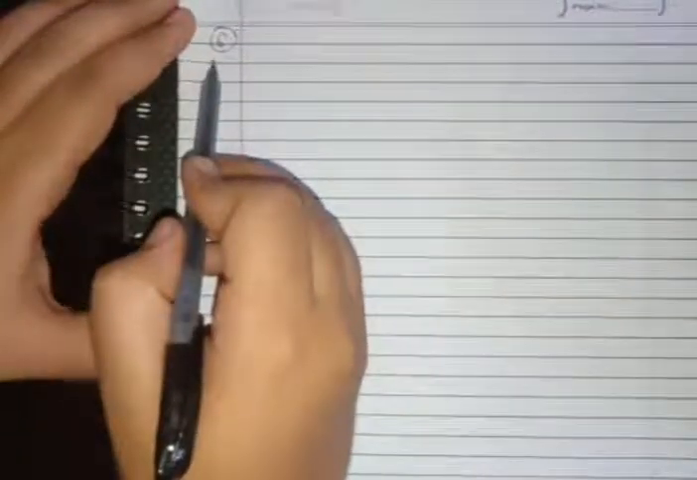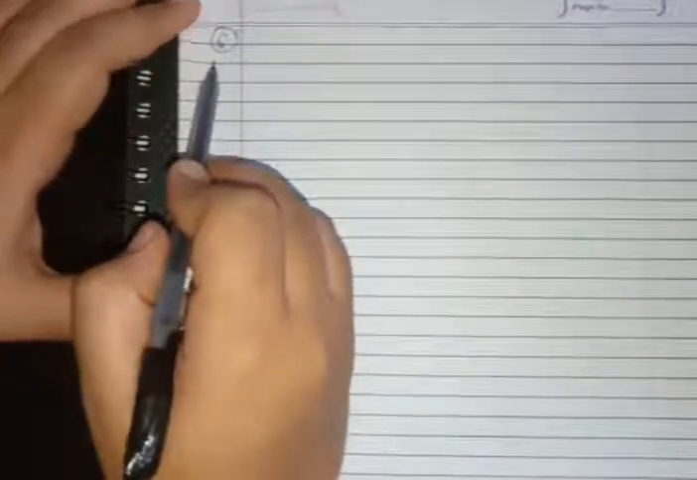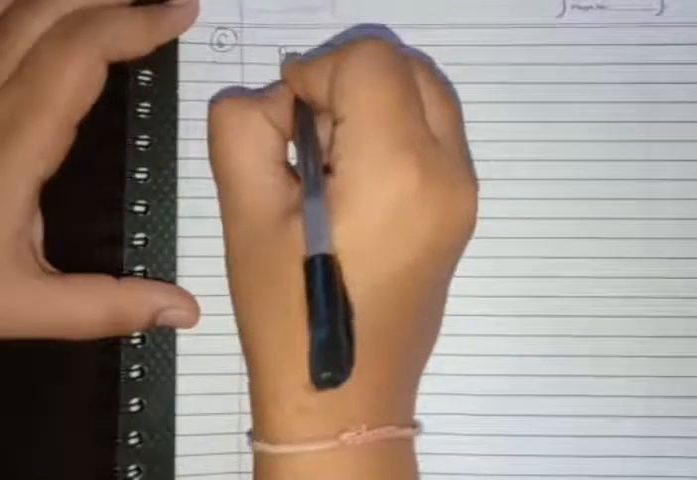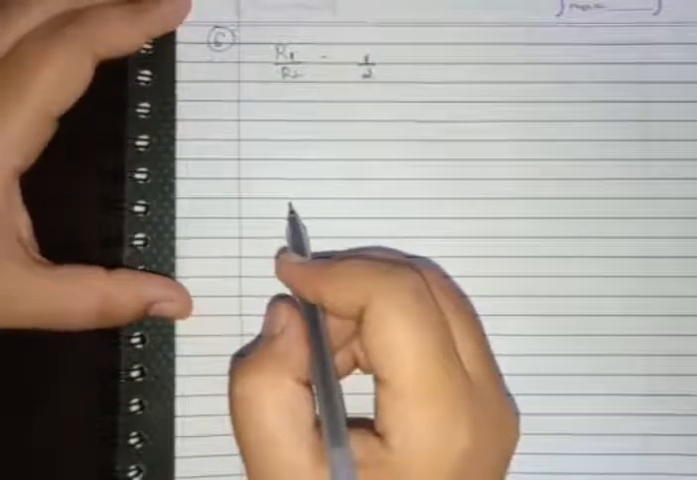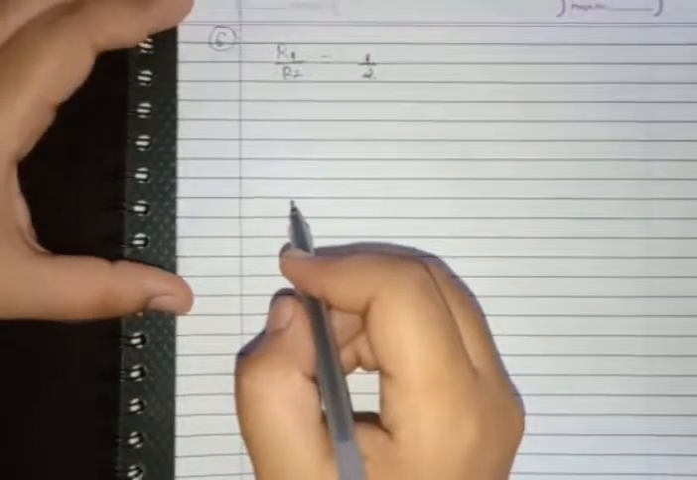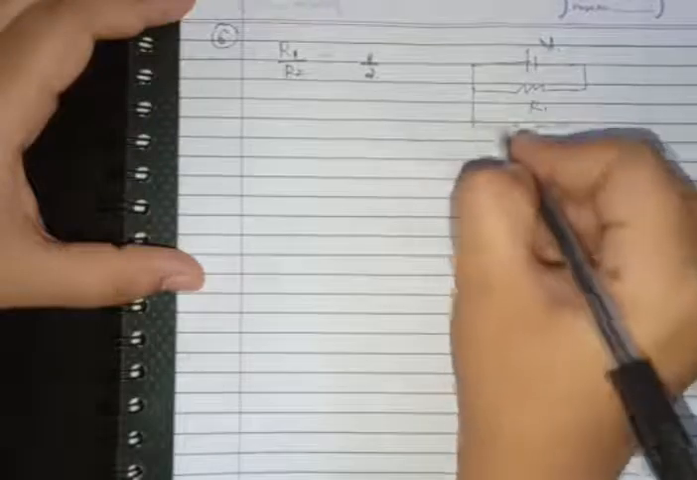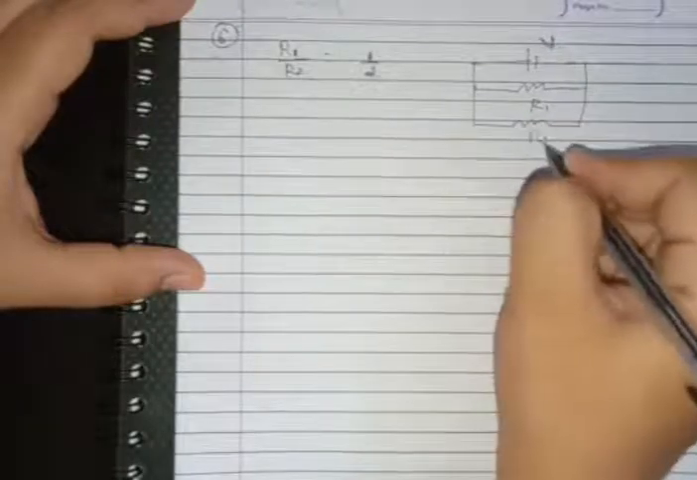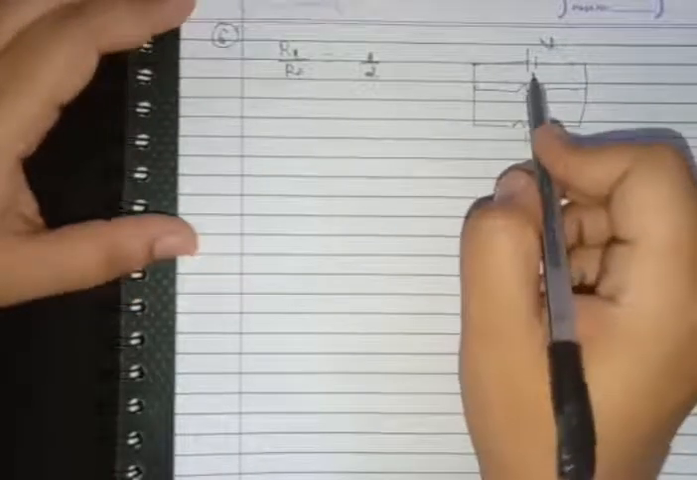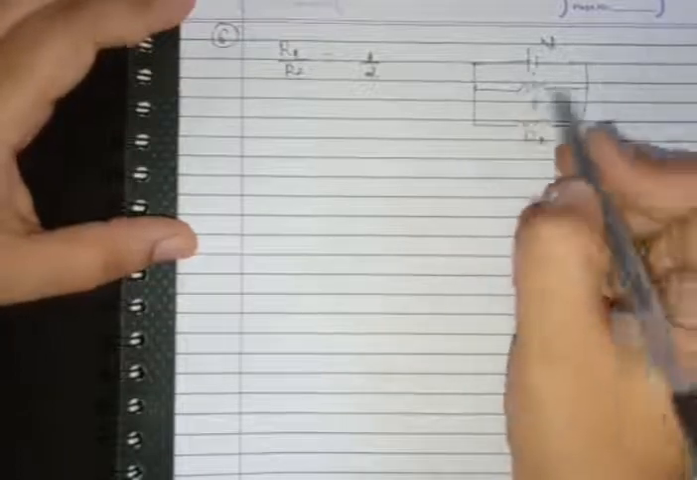In question number 6, two electric bulbs whose resistances R1 and R2 are in the ratio of 1:2 are connected in parallel to a constant voltage source. Let's say this is the constant voltage source V. Bulbs of resistance R1 and R2 are connected in parallel across the source. We want to find the ratio of power dissipated across them.